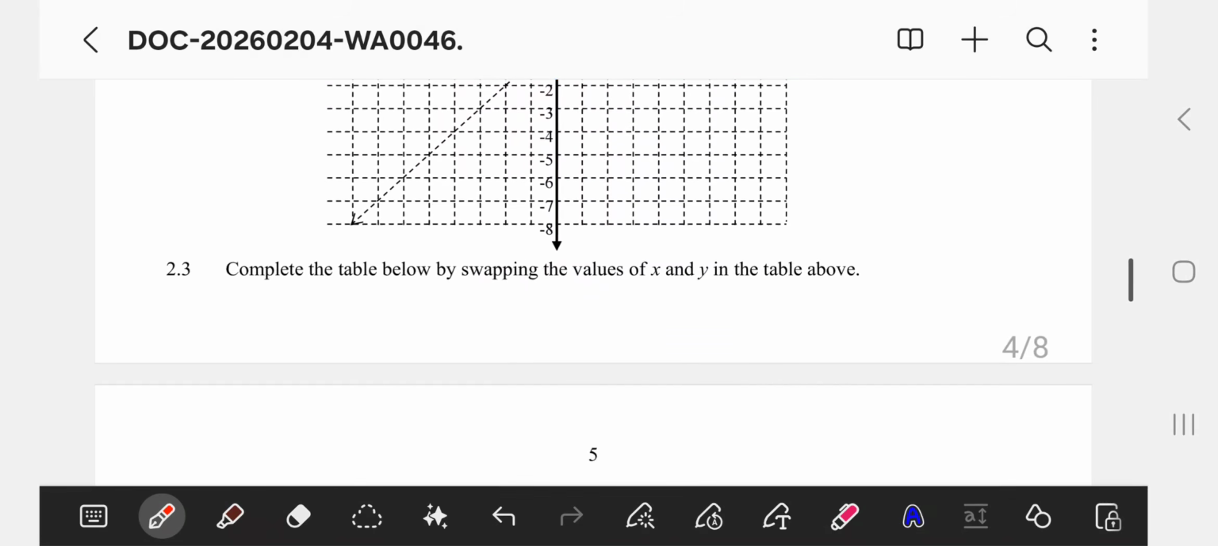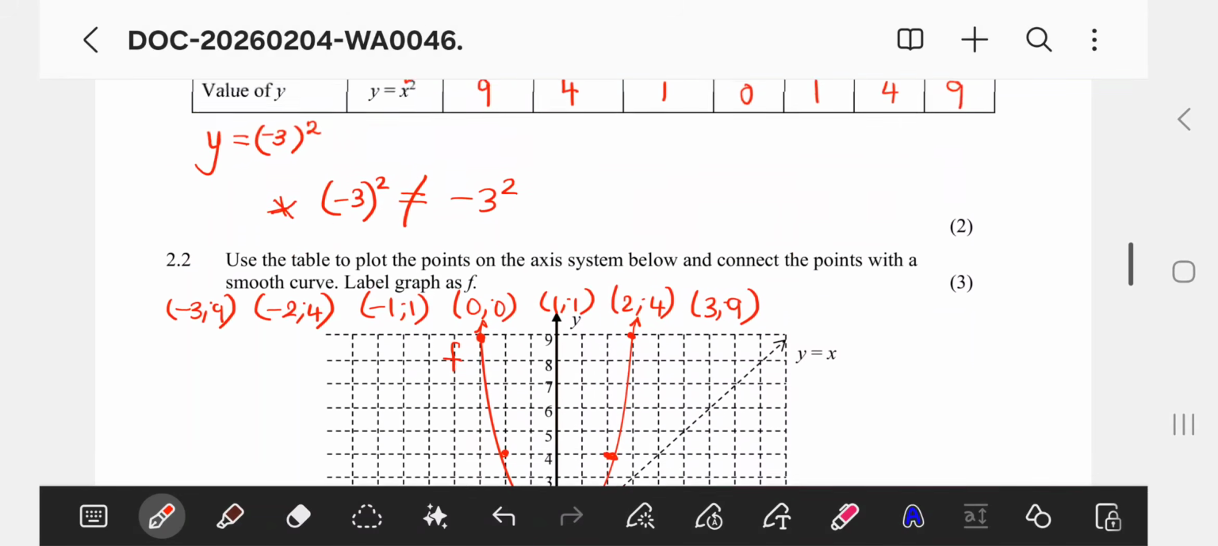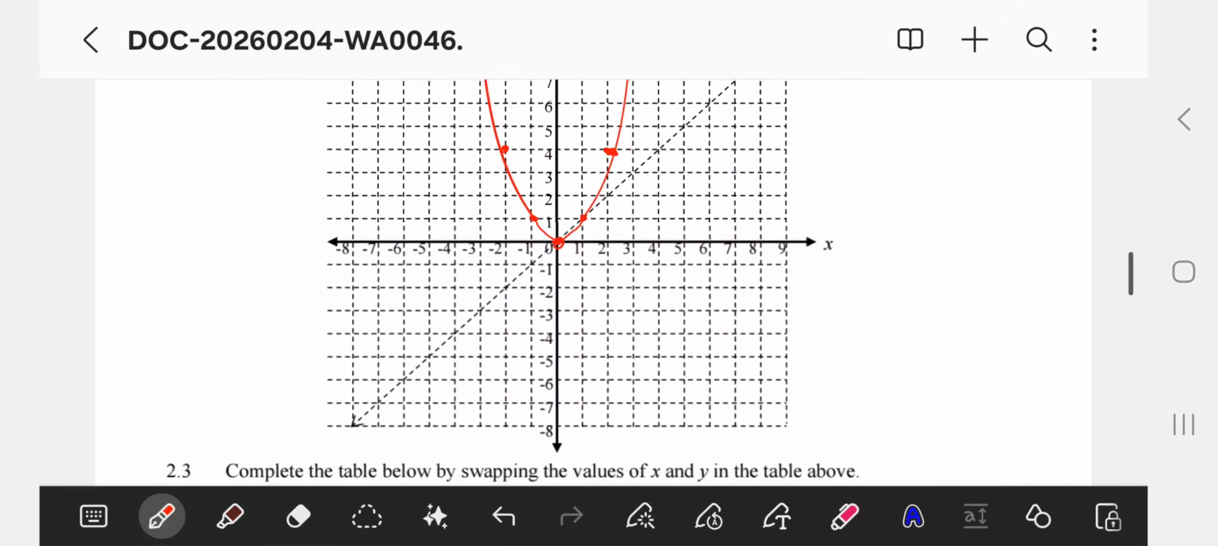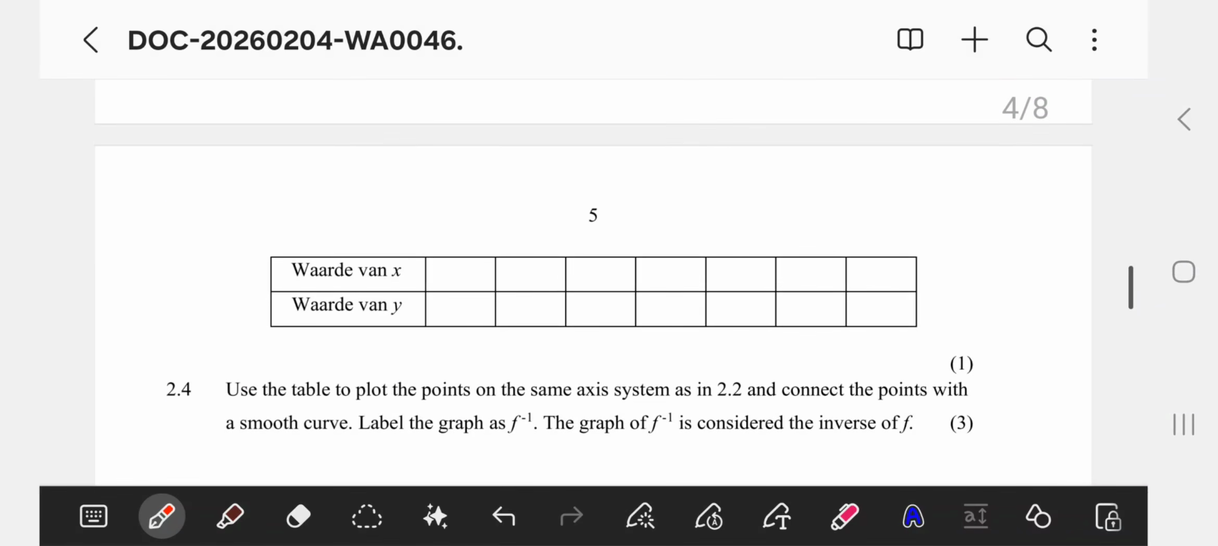Then 2.3 says complete the table below by swapping the values of x and y in the table above. So we are following the exact same procedure that we did in question 1, where we're going to swap the x and y values. So all of these x values now become the y values. So negative 3, negative 2, negative 1, 0, 1, 2, 3. So in the next table, let's fill it in where we have y, negative 3, negative 2, negative 1, 0, 1, 2, 3.